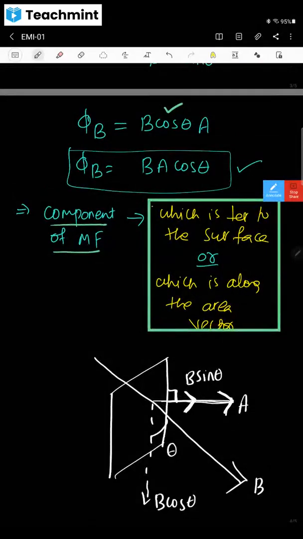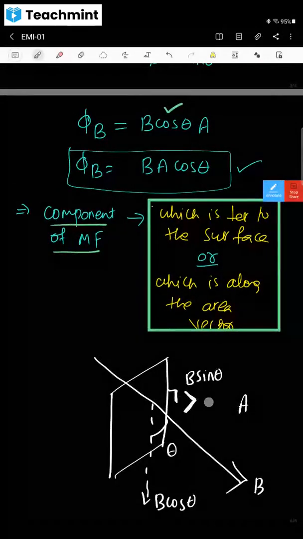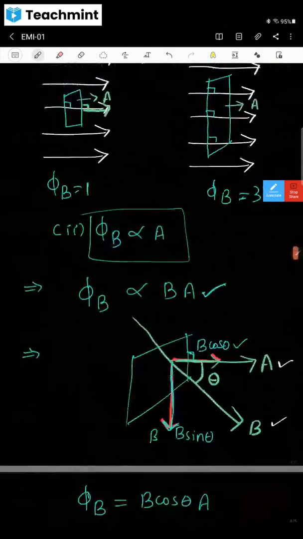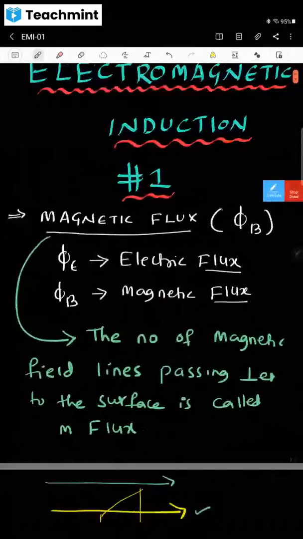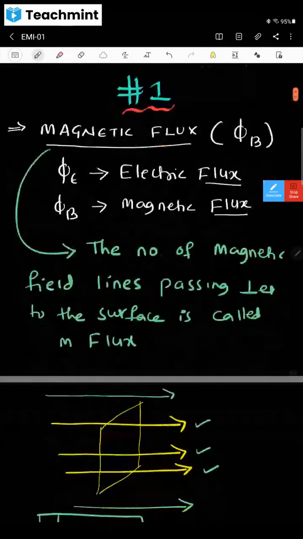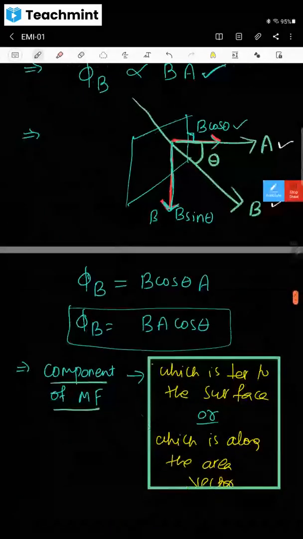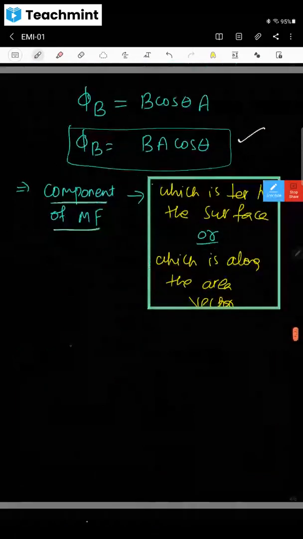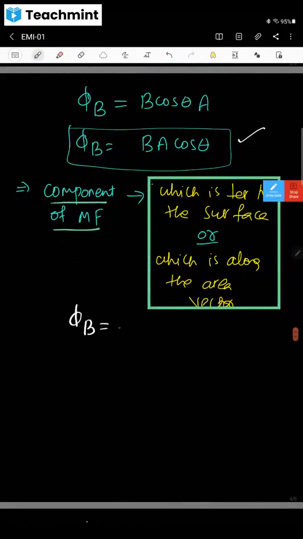Did you understand this? Yes, sir. Okay. So anyway, we got the formula. That formula is the magnetic flux formula: phi B is equal to BA cos theta. I think you must have understood this. If somebody asks you what magnetic flux means, you should be able to tell: the number of magnetic field lines passing perpendicular to the surface is called magnetic flux. This is for explanation, and this is the final formula, that is phi B is equal to BA cos theta.